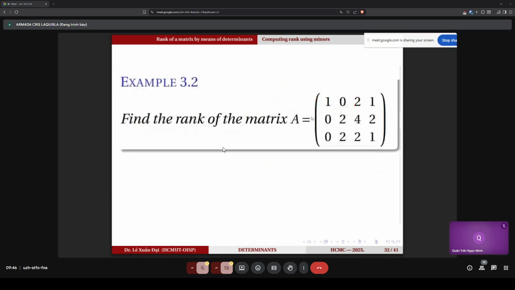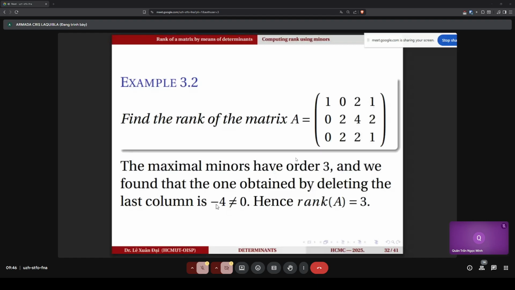So we have an example here. Find the rank of the matrix A, and we solved this already. And the answer is negative 4 if we remove column 4, right? So this is not 0.